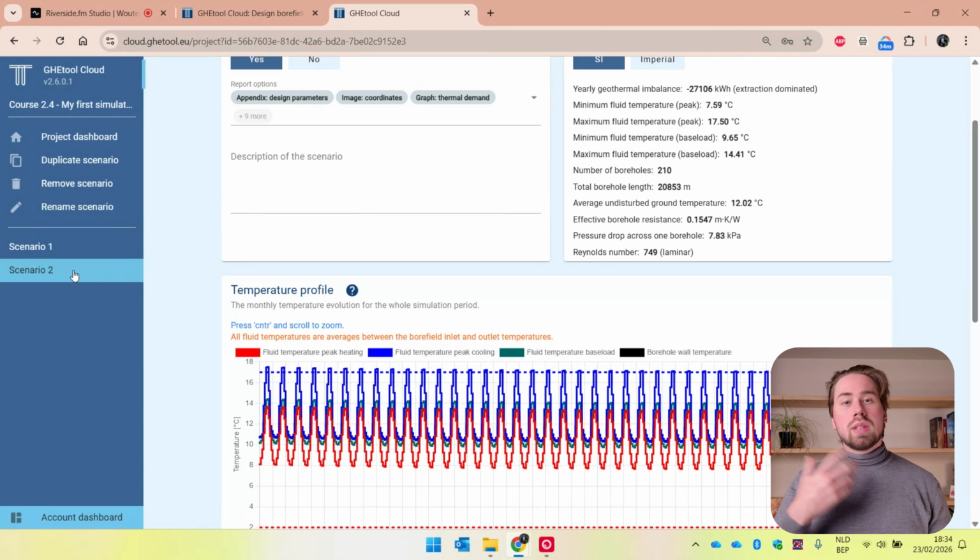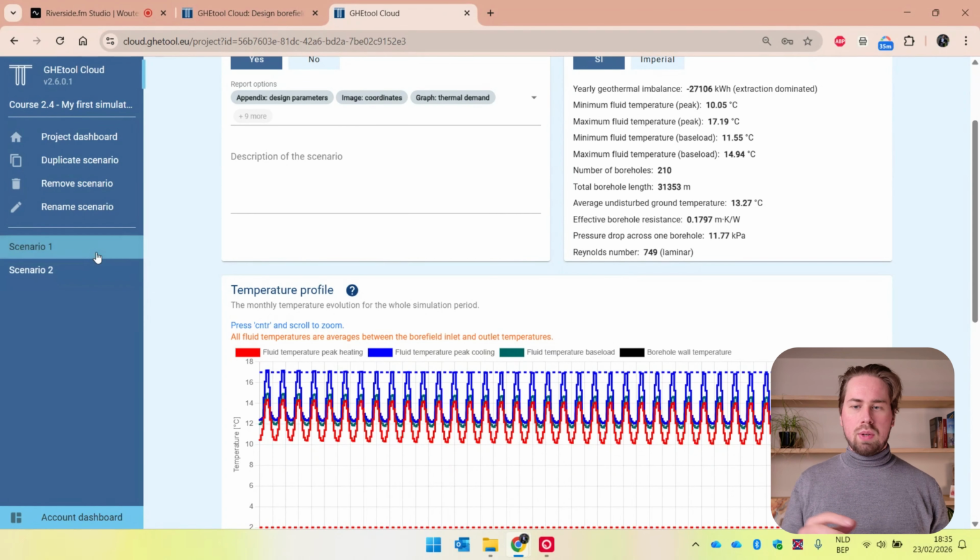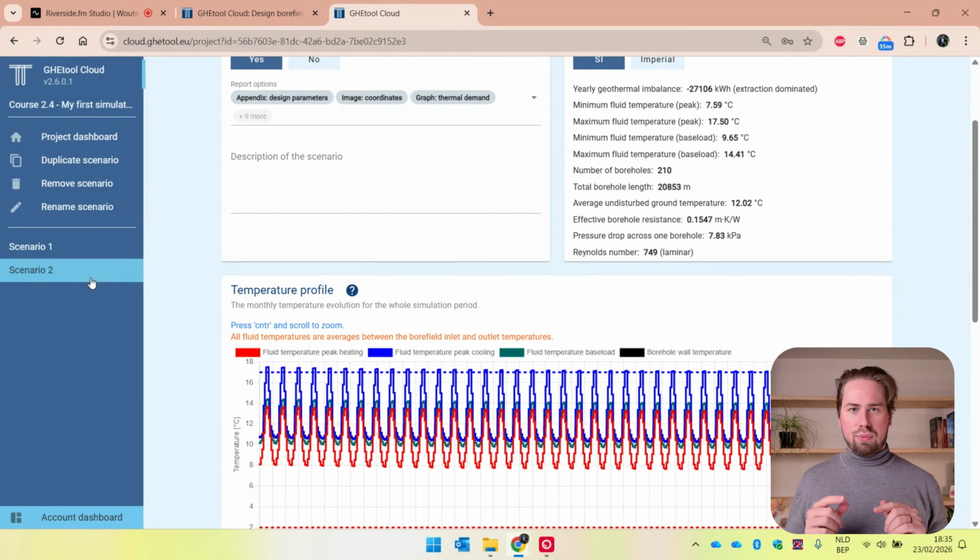But I would have expected way more. We decreased the total borehole length by a third, and we only increased by a couple of tenths of a degree. And the reason for that is that our average undisturbed ground temperature was previously 13.3, basically. Now it's only 12. So by drilling less deep, due to the gradient, our undisturbed ground temperature is actually colder, shifting all the lines lower.